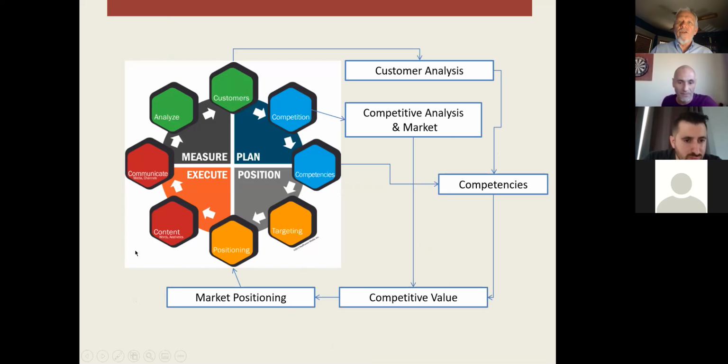Yeah, you got it. It is continuous, and of course this particular cycle was set up as a continual process. So once you get through the execution, you get through the measuring phase, you don't stop. You're now going back again because you now have learned more about your customers.